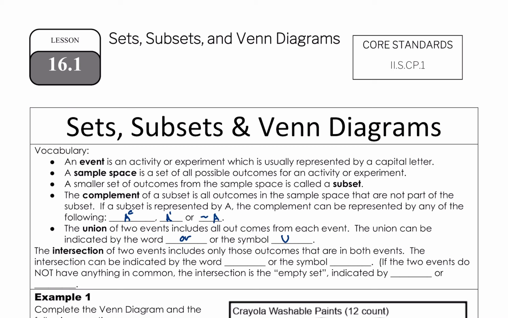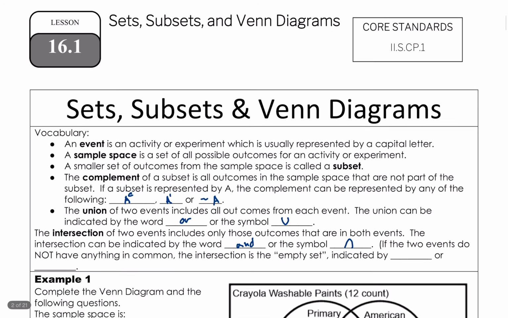The intersection of two events includes only those outcomes that occur in both events. The intersection can be indicated by the word and, or the symbol that looks like an upside down U. If the two events do not have anything in common, the intersection is the empty set. That's indicated by empty brackets or this little zero with a line through it. Okay, that's the empty set. It's a set that has no values inside of it.